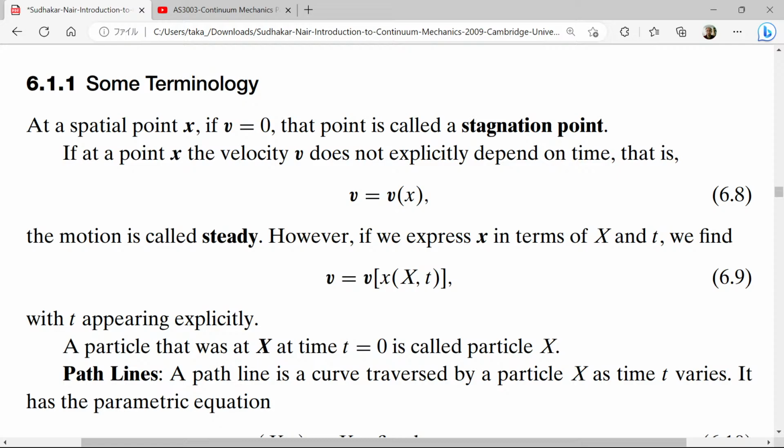It's very strange. What do you mean? If we express small x in terms of large x and t, we found with t appearing explicitly.